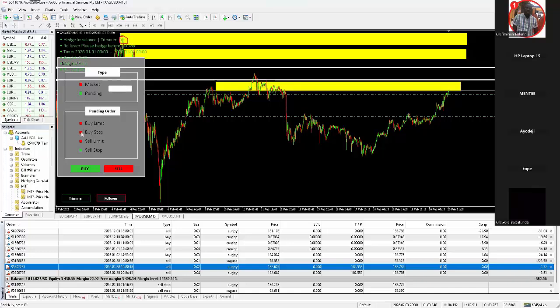Pending order, buy stop. When I click buy, you see where it appears, almost the same place, because I put 200 points away from current price. That's why, when I do the sell stop, it's the same thing, 200 points against. Let me show you where that value is.